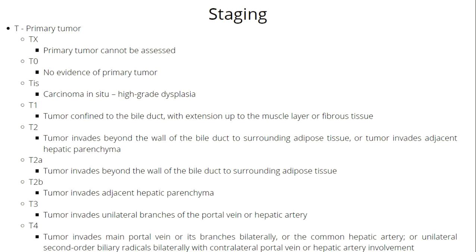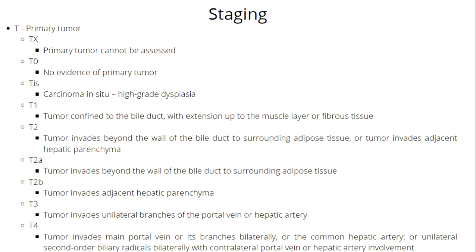The staging for cholangiocarcinoma, first is the TNM. The TNM staging first is the tumor. TX, the tumor cannot be assessed. In T0, there is no evidence. In Tis, carcinoma in situ, high-grade dysplasia. In the T1, the tumor is confined to the bile duct with extension up to the muscle layer or fibrous tissue. And if it's T2, the tumor invades beyond the wall of the bile duct to surrounding adipose tissue or tumor invades adjacent hepatic parenchyma.